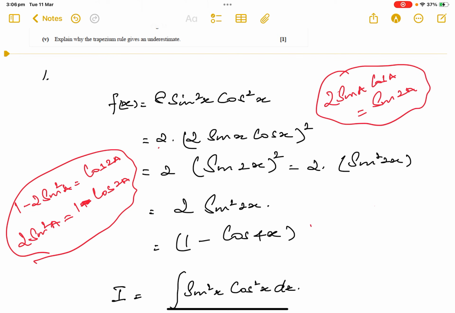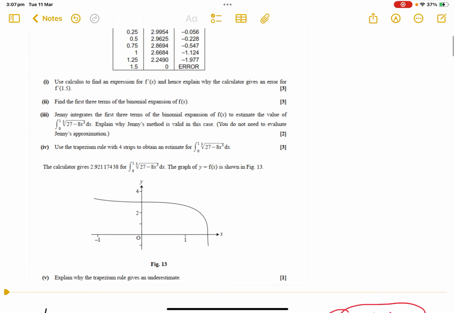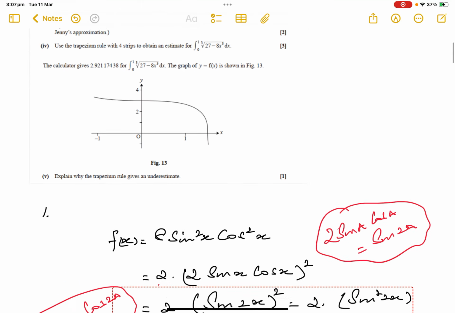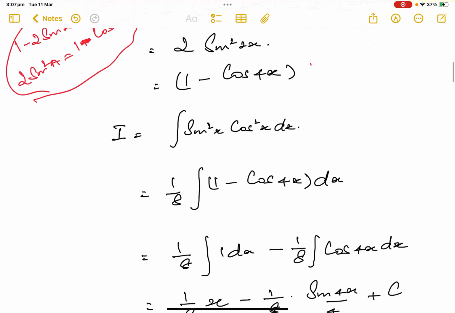And this one, 2 times sine squared 2x is here. 2 sine squared A is 1 minus cos 2A, and here A is 2x. So that gives 1 minus cos 4x. That is what they asked us to do. Yeah, that's done. Second part, the integral of sine squared cos squared.